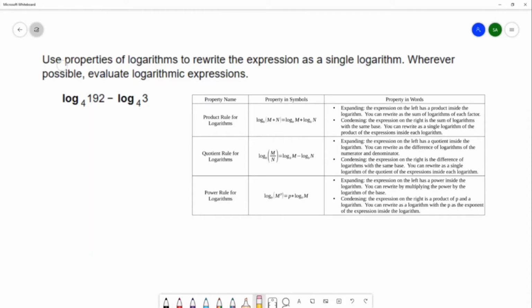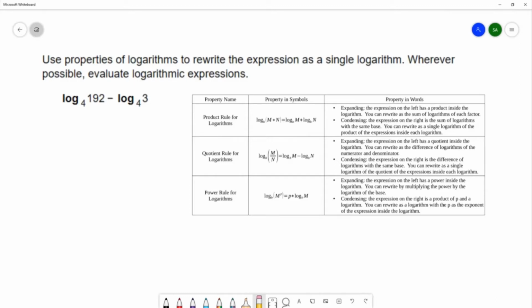On this question, we want to use the properties of logarithms to rewrite the expression as a single logarithm. Whenever possible, evaluate the logarithmic expressions. The expression we're working with is log base 4 of 192 minus log base 4 of 3.